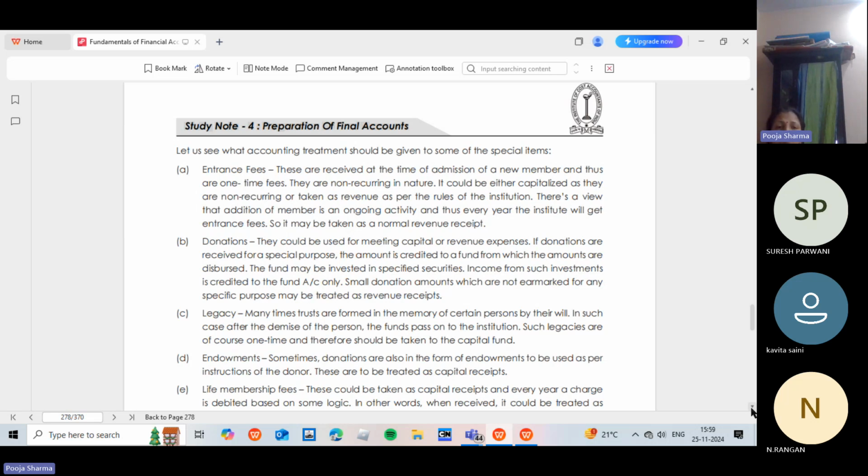The treatment is that it should be shown under the head capital in the balance sheet, because it is of non-recurring nature. A person dies only one time, so you are going to receive his assets. The government is going to receive it only one time in a while. So most probably its nature is capital, so we should capitalize it. Let's see.